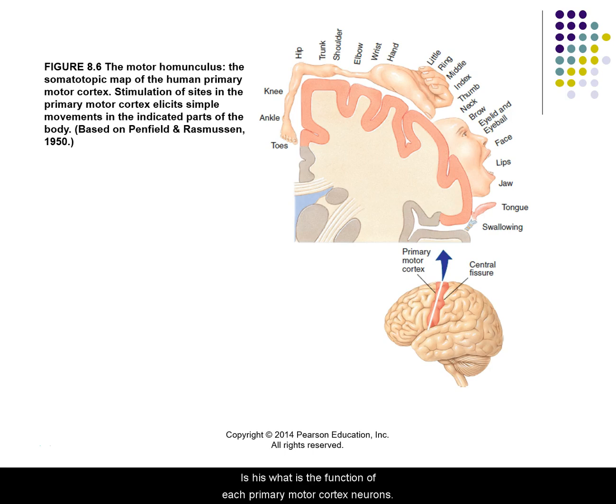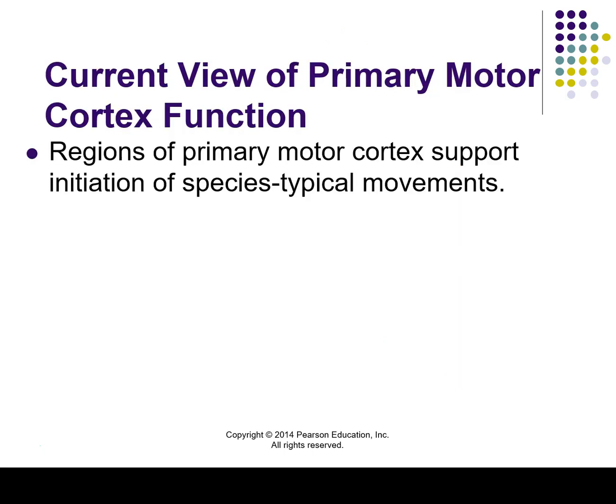It says, what is the function of each primary motor cortex neuron? Until recently, each neuron was thought to encode the direction of movement. The main evidence for this was the finding that each neuron in the arm area of the primary motor cortex fires maximally when the arm reaches in any particular direction, and that each neuron has a different preferred direction. So that is a very complex process. Regions of primary motor cortex support initiation of species-typical movements, just like what I read there.